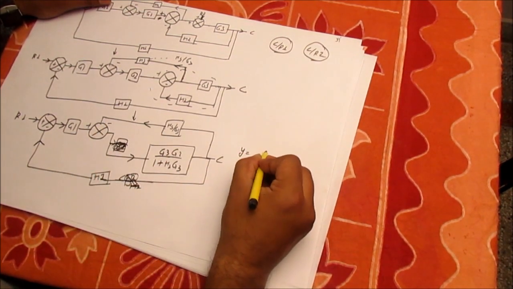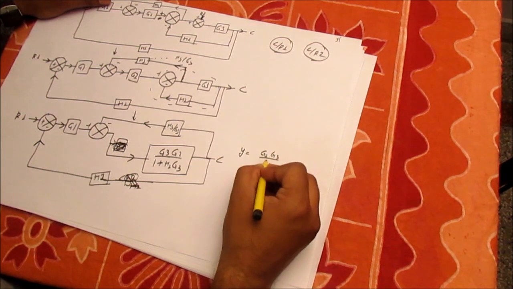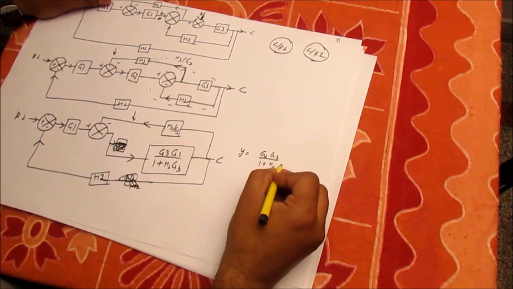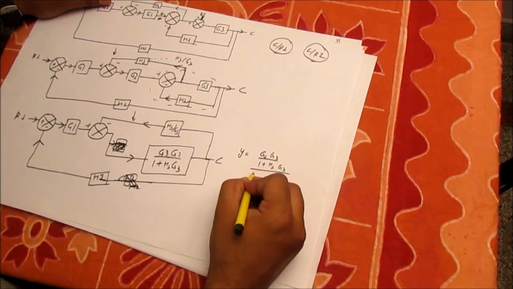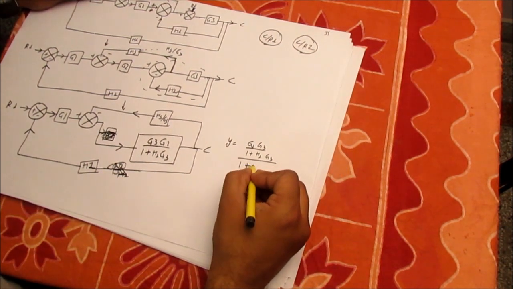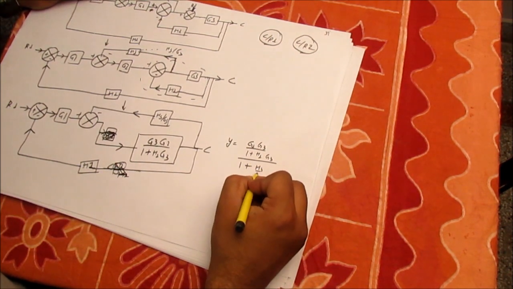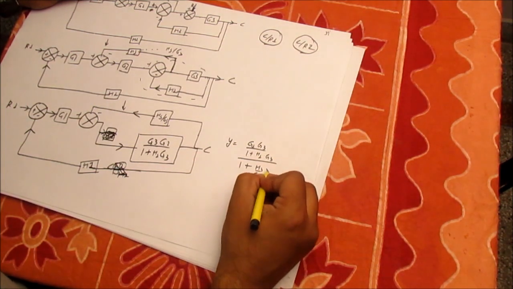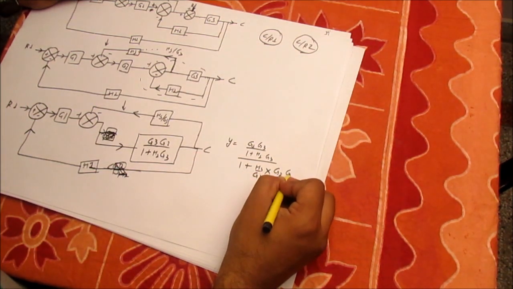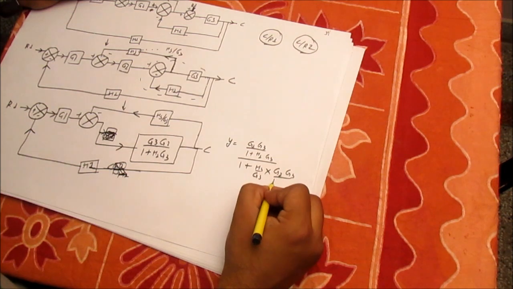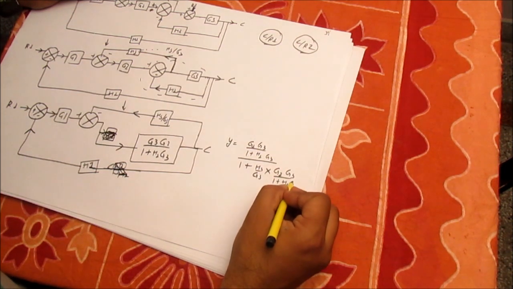So I can write here G2 G3 divided by 1 plus H2 G3, divided by 1 plus H3 by G3, which is H here, multiplied by G2 G3 divided by 1 plus H2 G3.